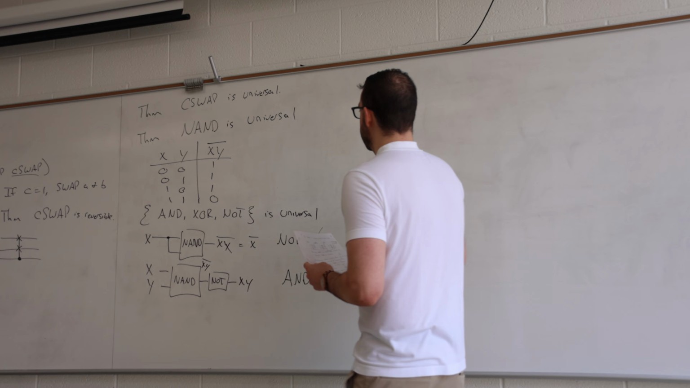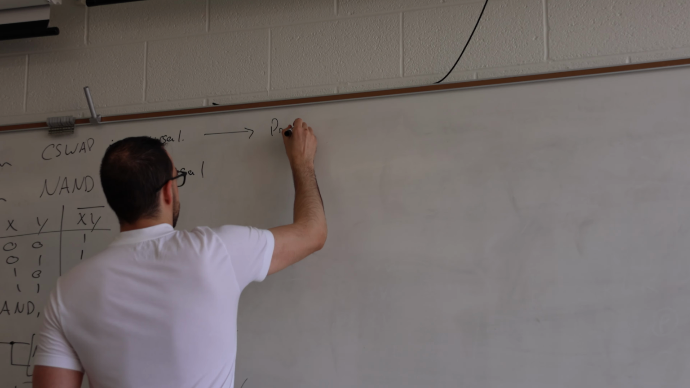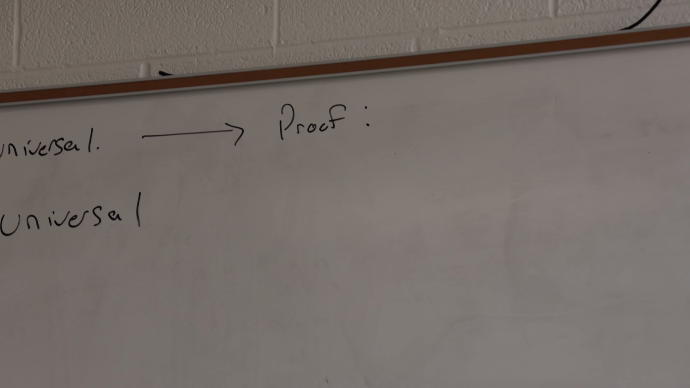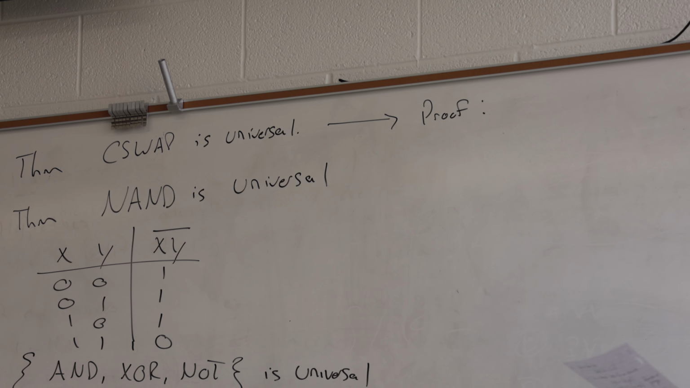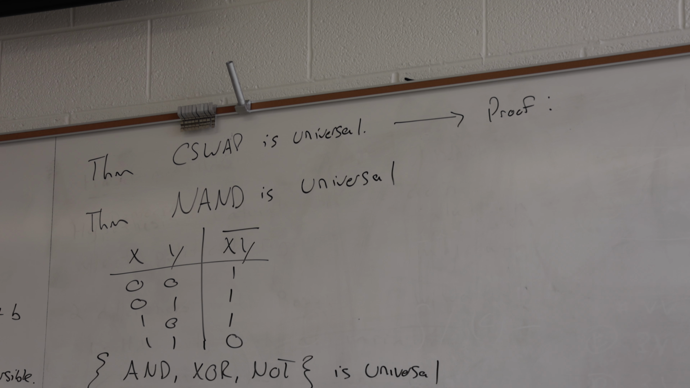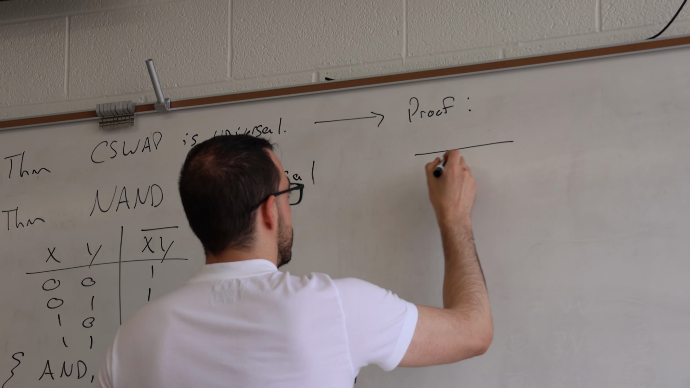All right, so now let's try to prove that the Fredkin gate, the controlled swap gate, is universal. So let's prove this. What we're going to do is try to construct the NAND gate out of the C-swap gate. And since that's a universal set, then we'll have a universal set. So the trick is the following.